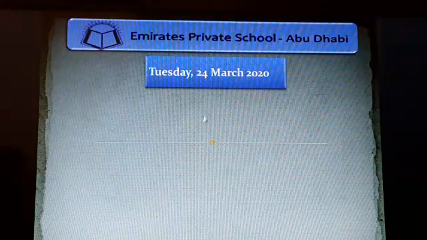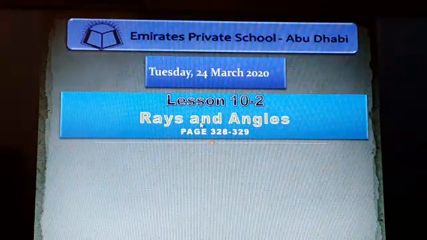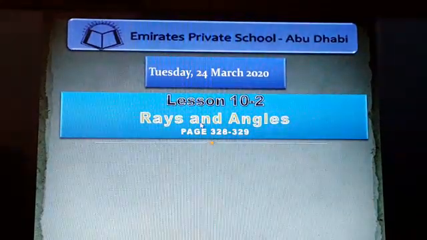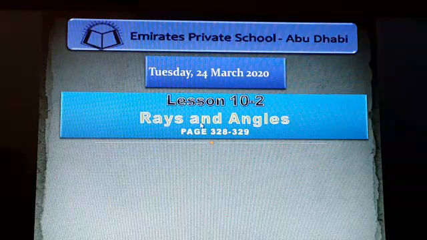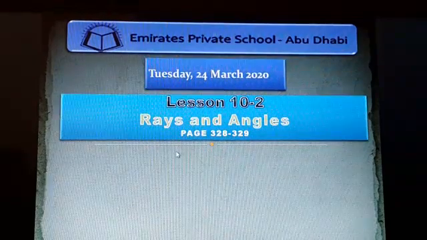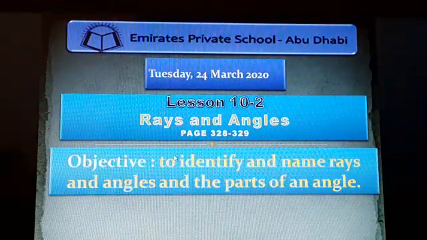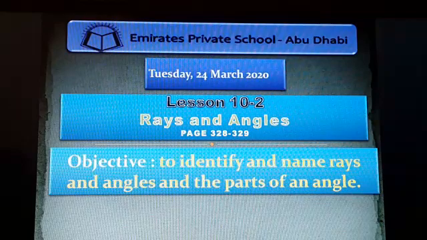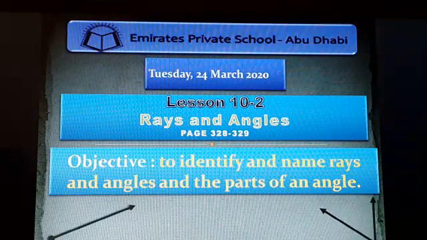So, today's lesson is lesson 10:2, rays and angles, and you will find this in your student textbook, page numbers 328 to 329. So, what is our learning objective for today? To identify and name rays and angles and the parts of an angle.